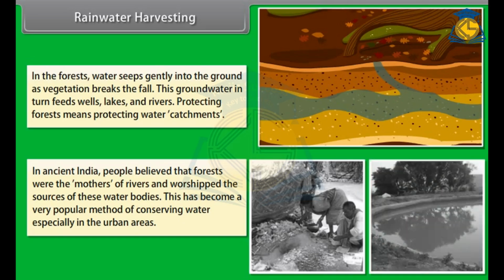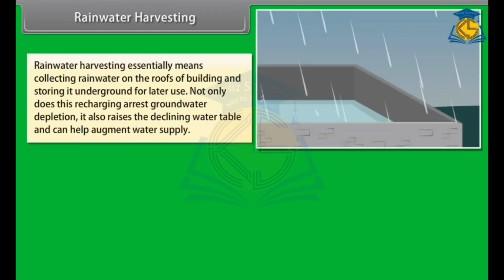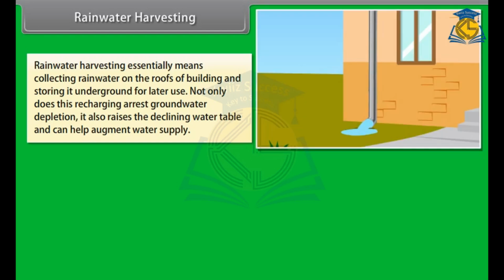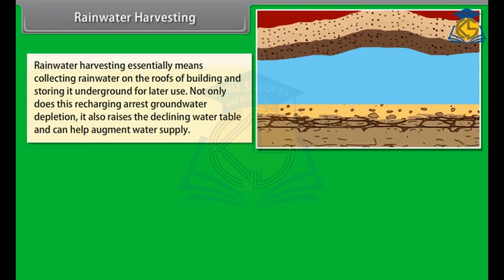This has become a very popular method of conserving water, especially in the urban areas. Rainwater harvesting essentially means collecting rainwater on the roofs of buildings and storing it underground for later use. Not only does this recharging arrest groundwater depletion, it also raises the declining water table and can help augment water supply.